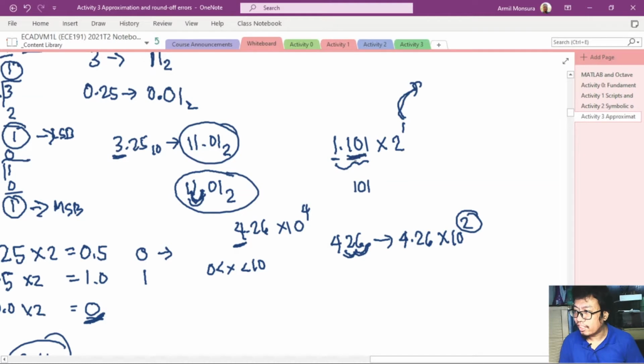101 here is now what we call the Mantissa, as referred to in the discussion earlier about the code word of floating point numbers. And this one is the exponent. So remember, the Mantissa is 101 and the exponent is 1.